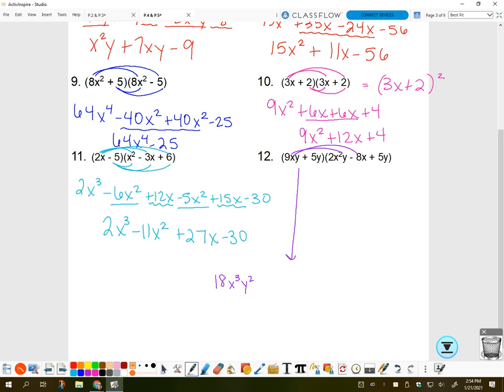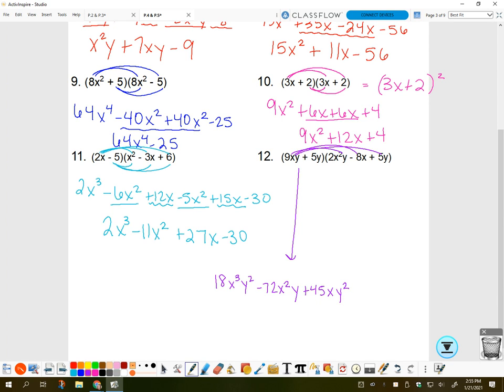Now 9xy times negative 8x. So 9 times negative 8 is negative 72. x times x is x squared. And you have the y. All right, so now 9xy times 5y. 9 times 5 is 45. You have the x, and then y times y is y squared.